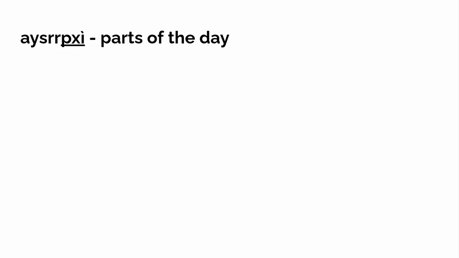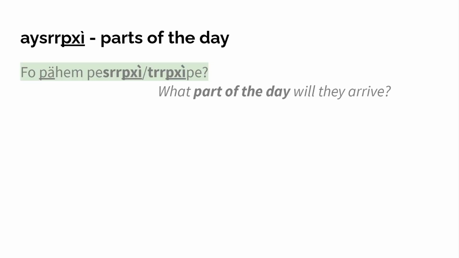So let's see how the Na'vi would use these. Pehem pesrpe, or pehem trpepe. What part of the day will they arrive? Note that this could also ask for a time, like for a tautute time. But right now, let's talk about how the Na'vi would do this. The Na'vi now would, for example, answer with something like, oh, they come at midnight, or they come after midnight. You have seen we have this whole long list of words to describe times of the day. And the Na'vi would use those to answer and to show a time or to express a time.